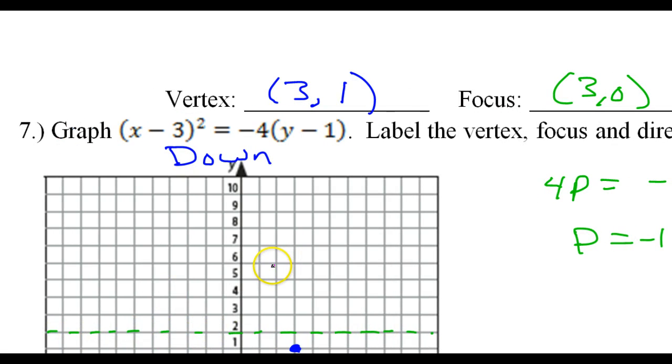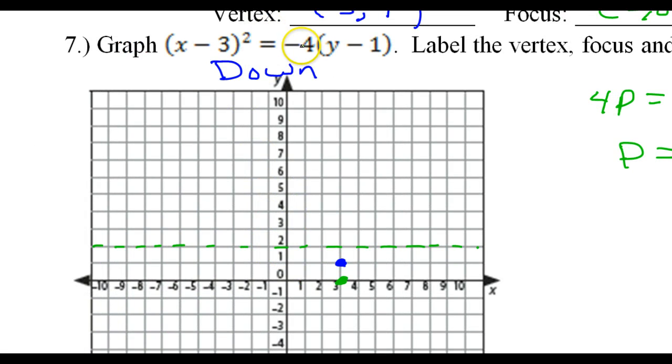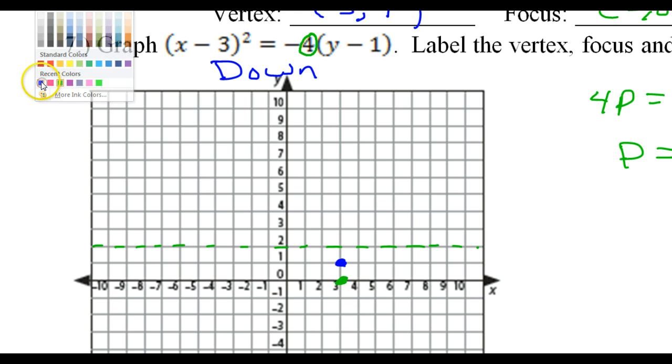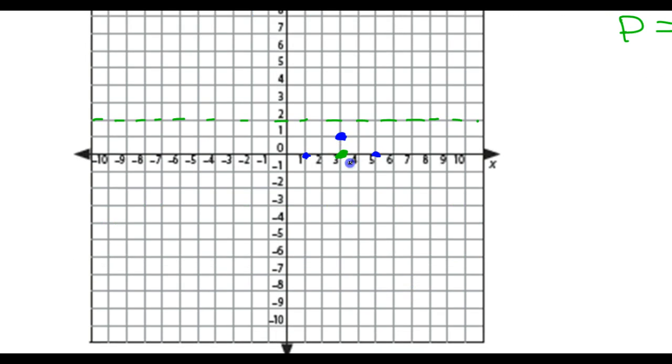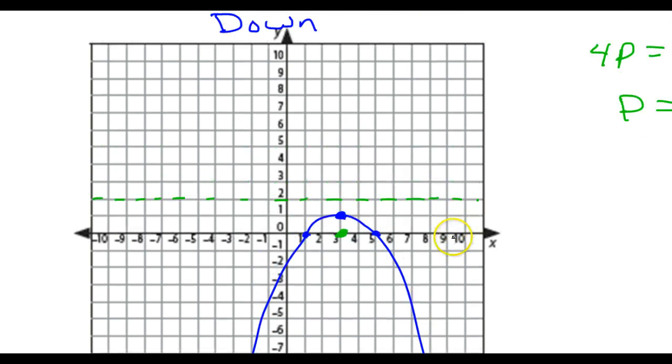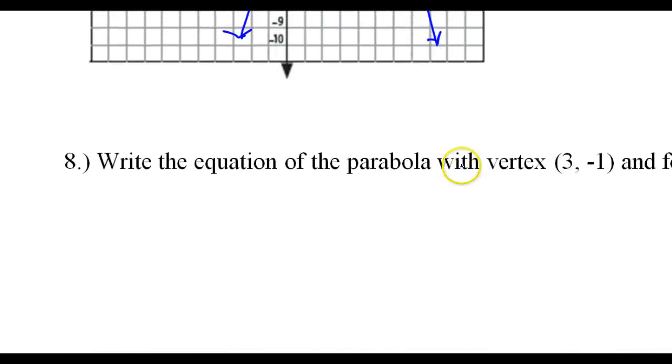Now, to finish the graph, I need to recognize that this number right here, ignoring the negative sign, is my focal width. So that means if I go down to the focus, I should have a width of 4 happening. So if I go 2 to the right and 2 to the left, there's a width of 4. So this will give me a few points with which to graph my parabola. Splendid. So that's number 7. Number 8.